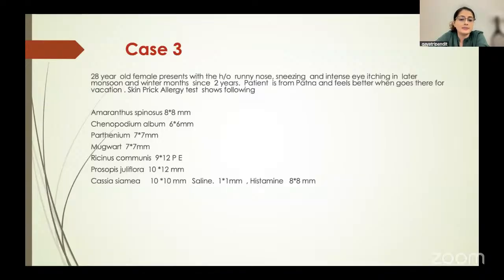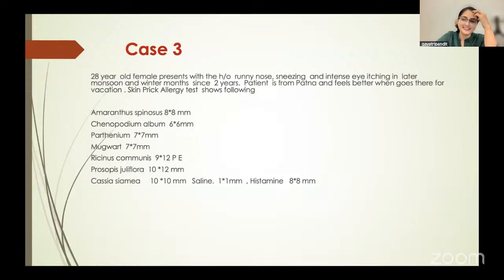Amaranthus 8/8, Chenopodium 6/6, Parthenium 7, Mugwort 7, Ricinus communis 9/12 with pseudopodia and erythema, Prosopis juliflora 10/12, Acacia also 10/10, with good positive and negative control. So now we have a polysensitized patient and probably also polyallergic, not just sensitized, because she has pollens which are pollinating in the monsoon season, and pollens which are in the winter season also.